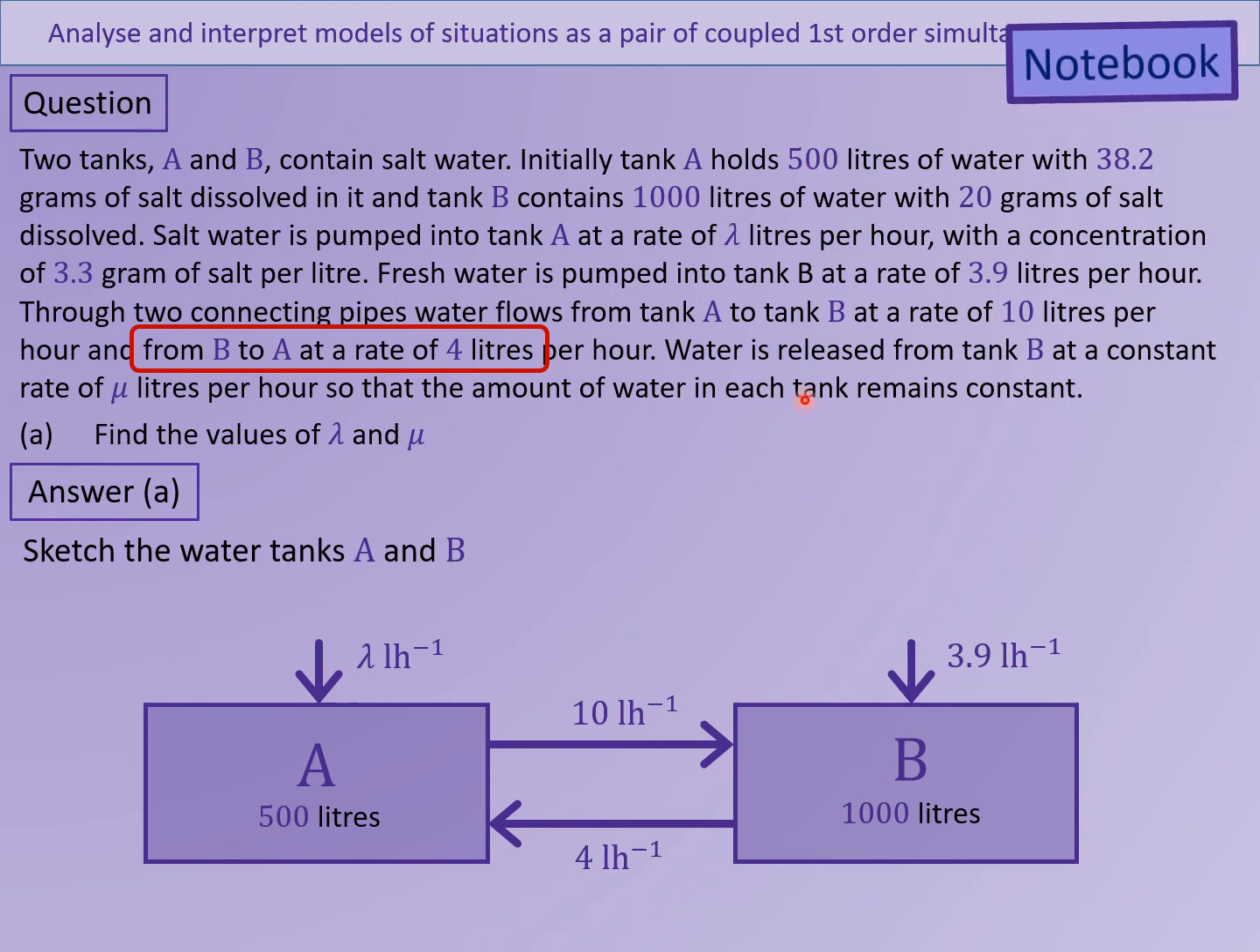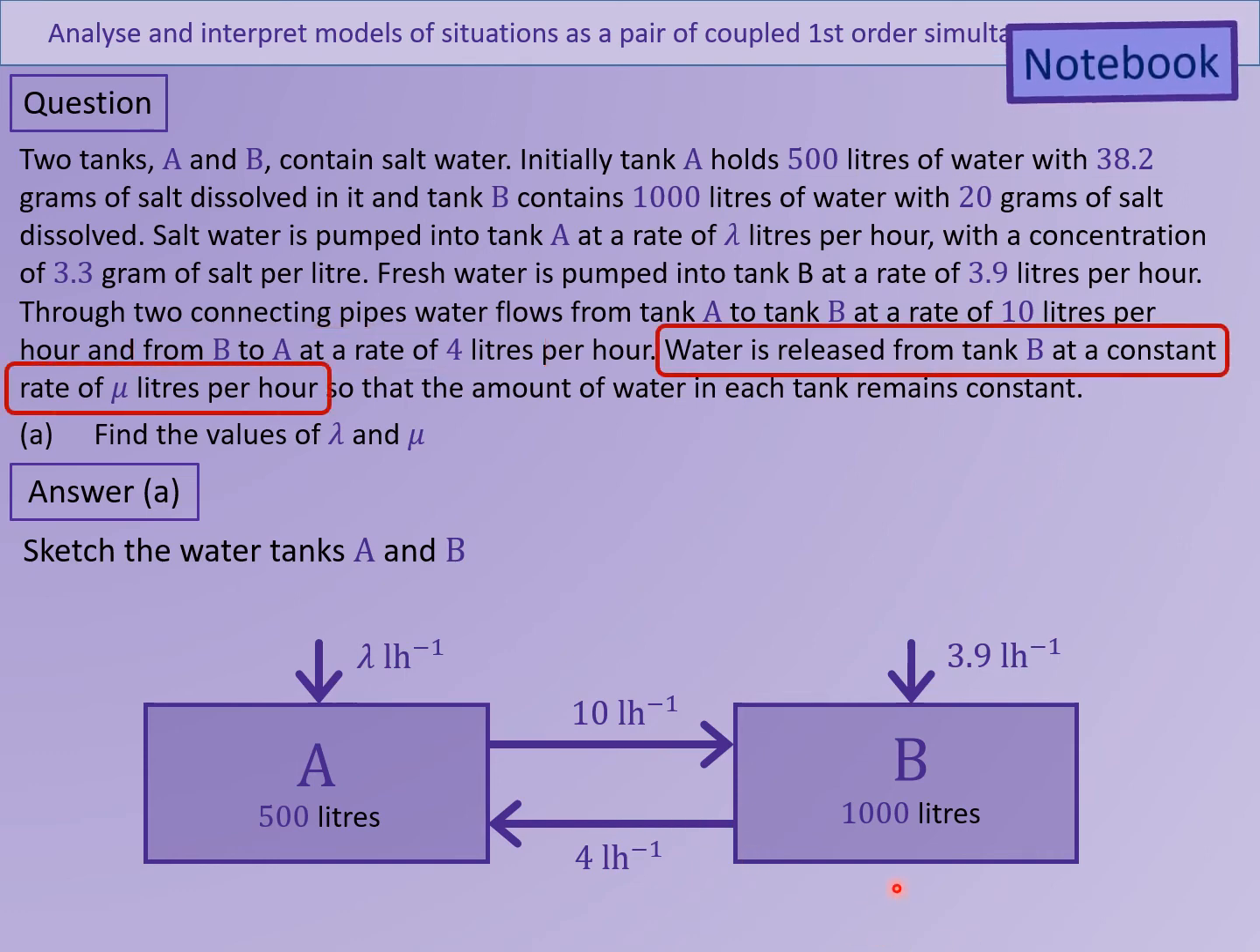And what I've noticed is also water is released in tank B at a constant rate of mu litres per hour, so the amount of water in each tank remains constant. Because if you look at tank B, for example, 10 flows in here, 3.9 flows in here, so 13.9 are flowing into it, but 4 litres is flowing out. Now, if it's going to remain constant, these are all supposed to be equal to each other. It's a bit of a flows question. So water is released in tank B at a constant rate mu.